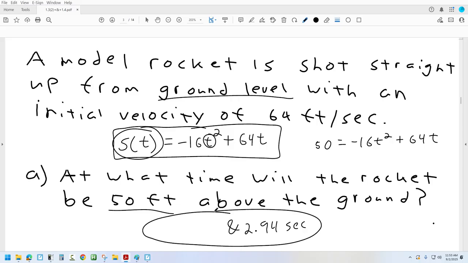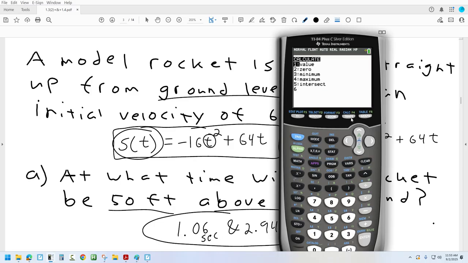Okay. How about on the way up? Did anybody figure out when it hits 50 feet on the way up? 1.06. 1.06. And again, to do that, you just do second calc intersect. Put it anywhere on the blue, put it anywhere on the red, but move your guess closer. It doesn't have to be right on it, it just has to be closer. 1.06. Perfect. Okay, so that's the first question.